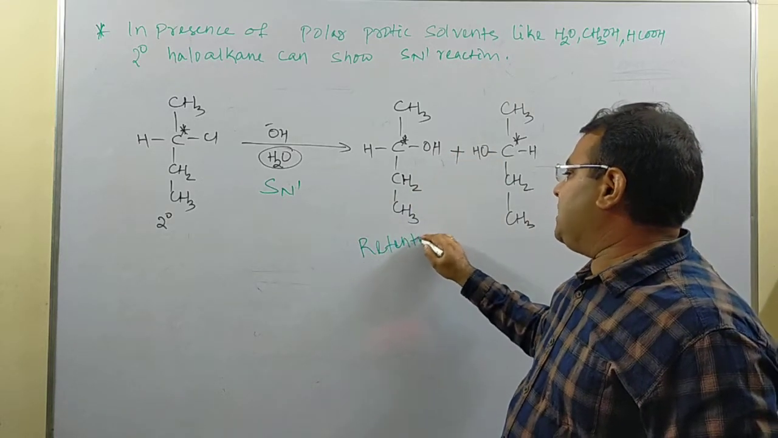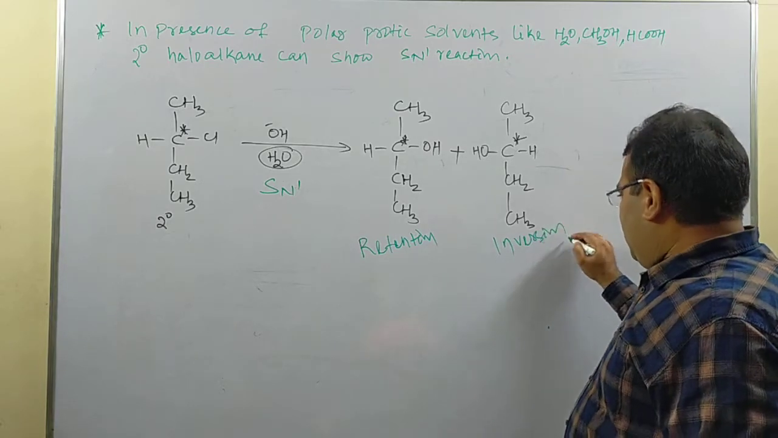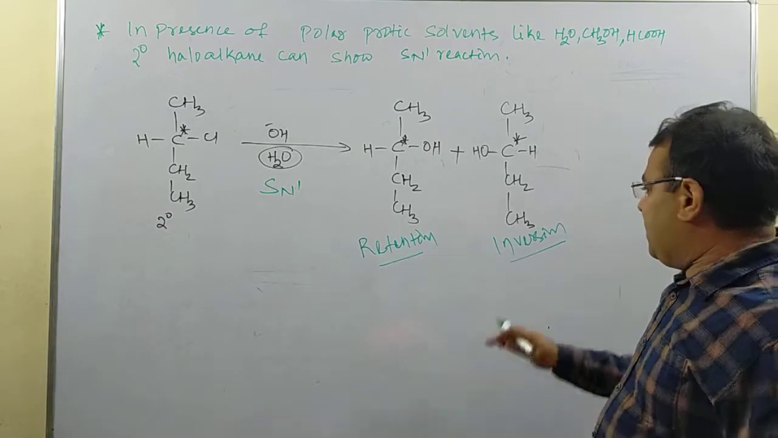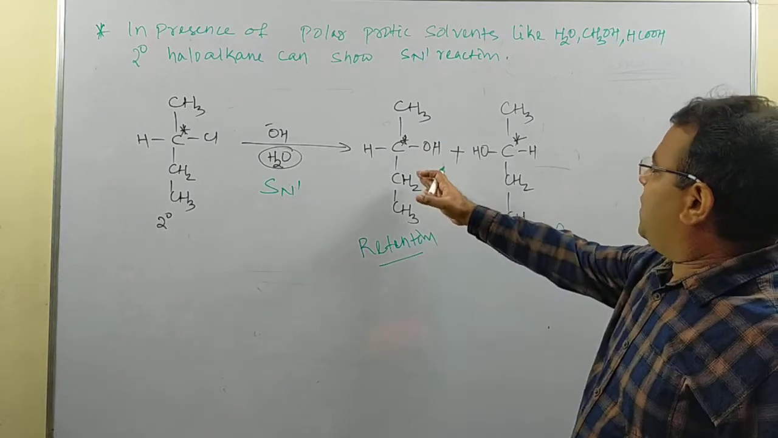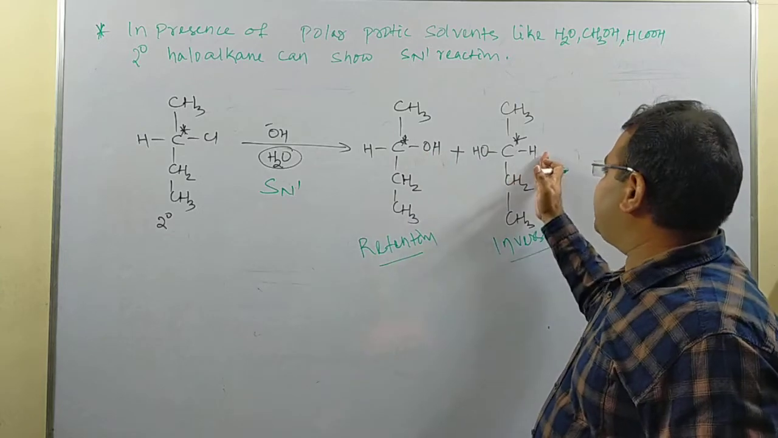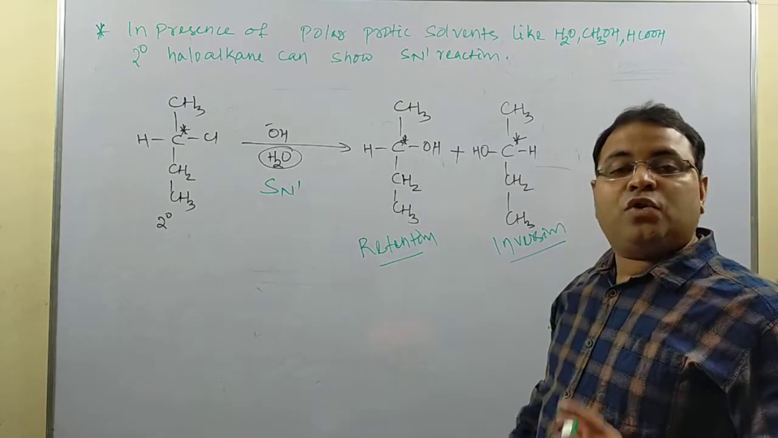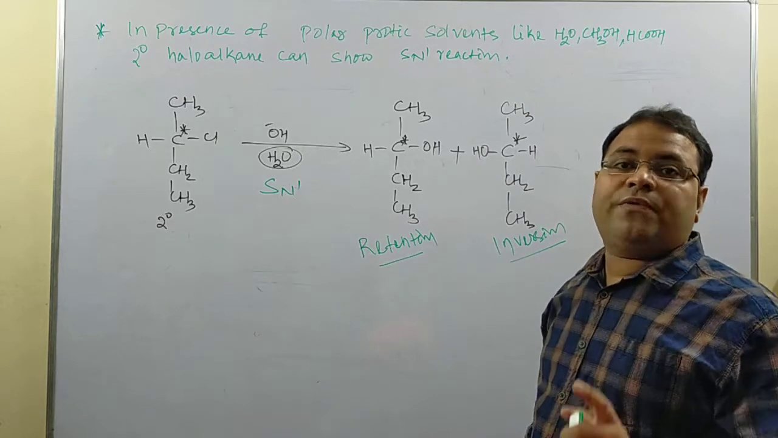It is the retention product. Now, obviously, it is the inversion product. So if it is a retention one and if it is an inversion one, and if here the OH is present to the right side and here the OH is present to the left side, definitely both of them will be mirror images of each other. So for both of them there is a chance of the formation of a racemic mixture.